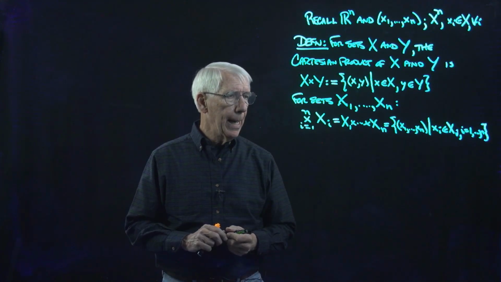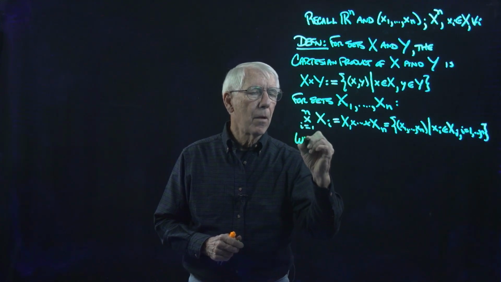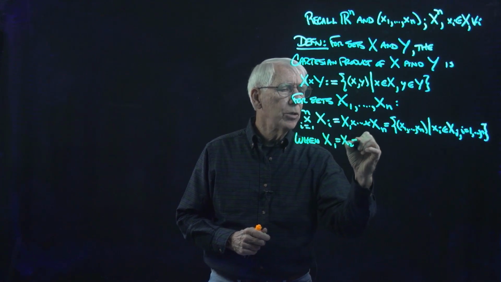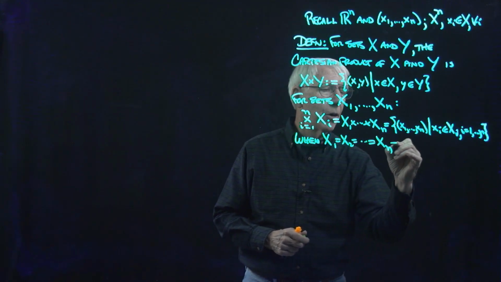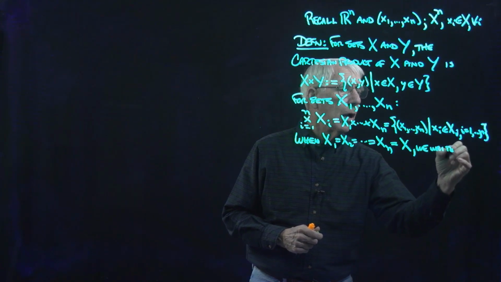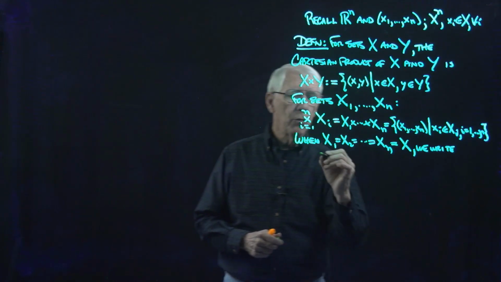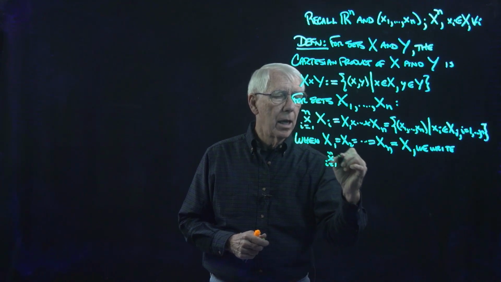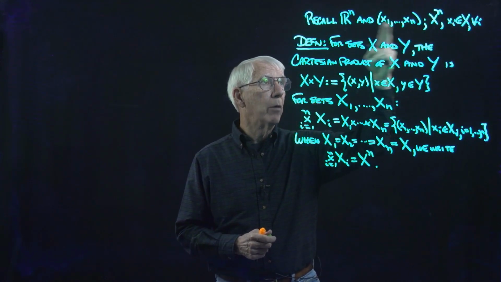Okay, let's also say that when X_1 equals X_2 equals out to X_n, when the sets are really all the same set, and let's just say they're all the same set, capital X, we write this as capital X to the n, just what we've already done.